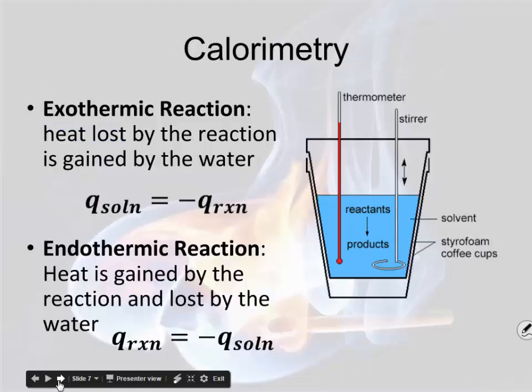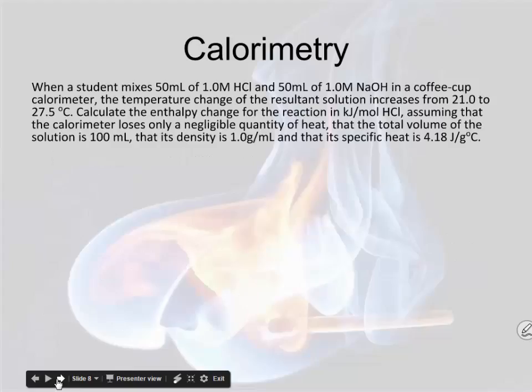So when we're using the calorimeter, we're using this relationship. So for an exothermic reaction, our solution, whatever we have for the contents in our cup, the liquid part, is going to be gaining the heat. And the reaction part, our reactant and products reacting, are going to be losing the heat. For an endothermic reaction, our reaction is going to be gaining the heat and our solution is going to be losing the heat. Go ahead and try an example problem.